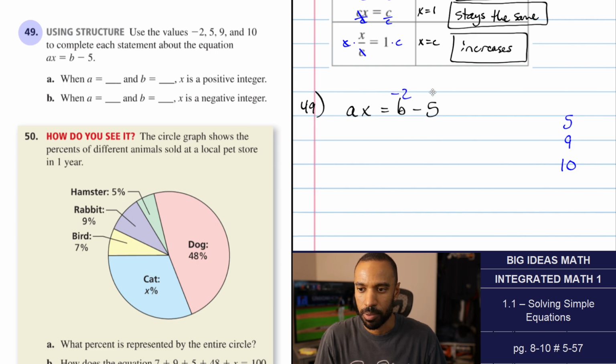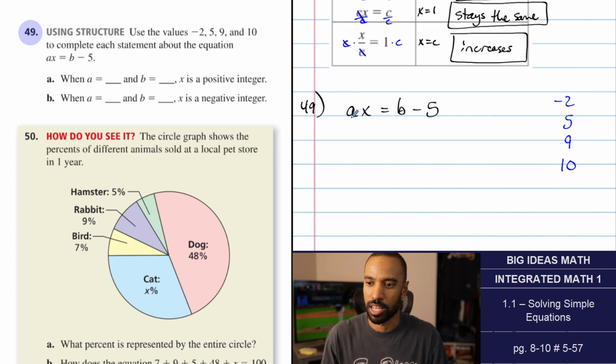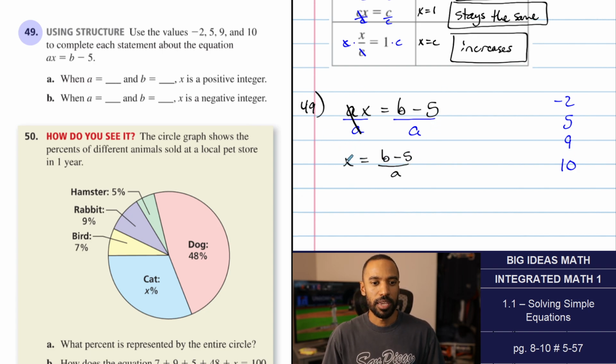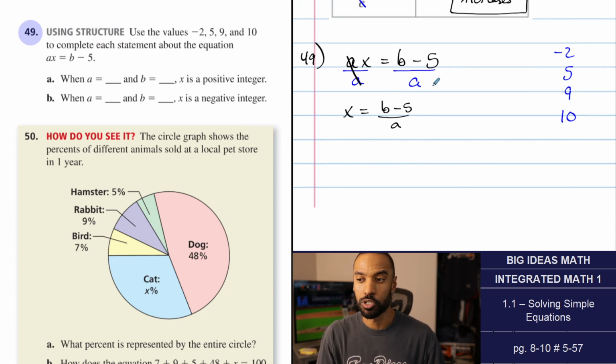Oh, hold on. Time out. Let's do this before we plug those things in. Let's divide both sides by a and solve for x and figure out what that looks like now. This will be x equals b minus 5 all divided by a. I don't know if you know how that works, but that's what would happen. Okay, x being a positive versus a negative integer based on a and b. And I wonder if there's more than one answer here.